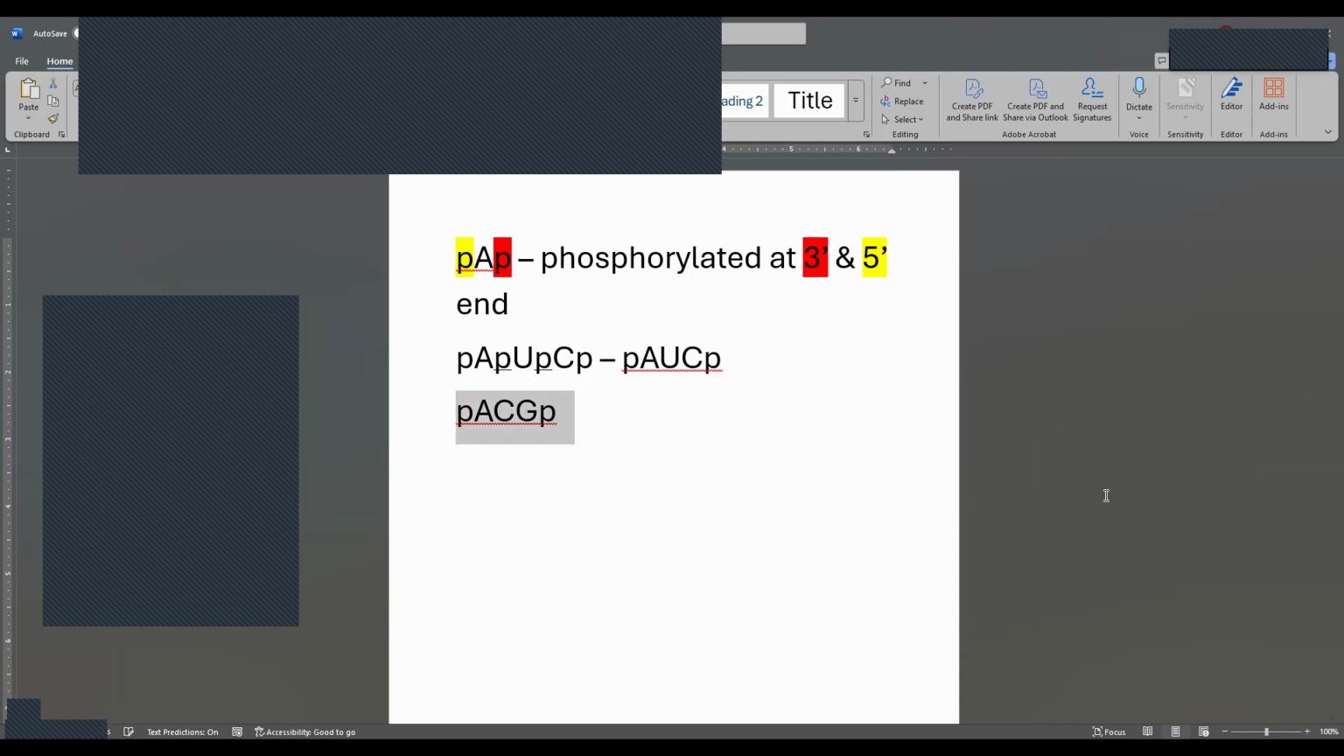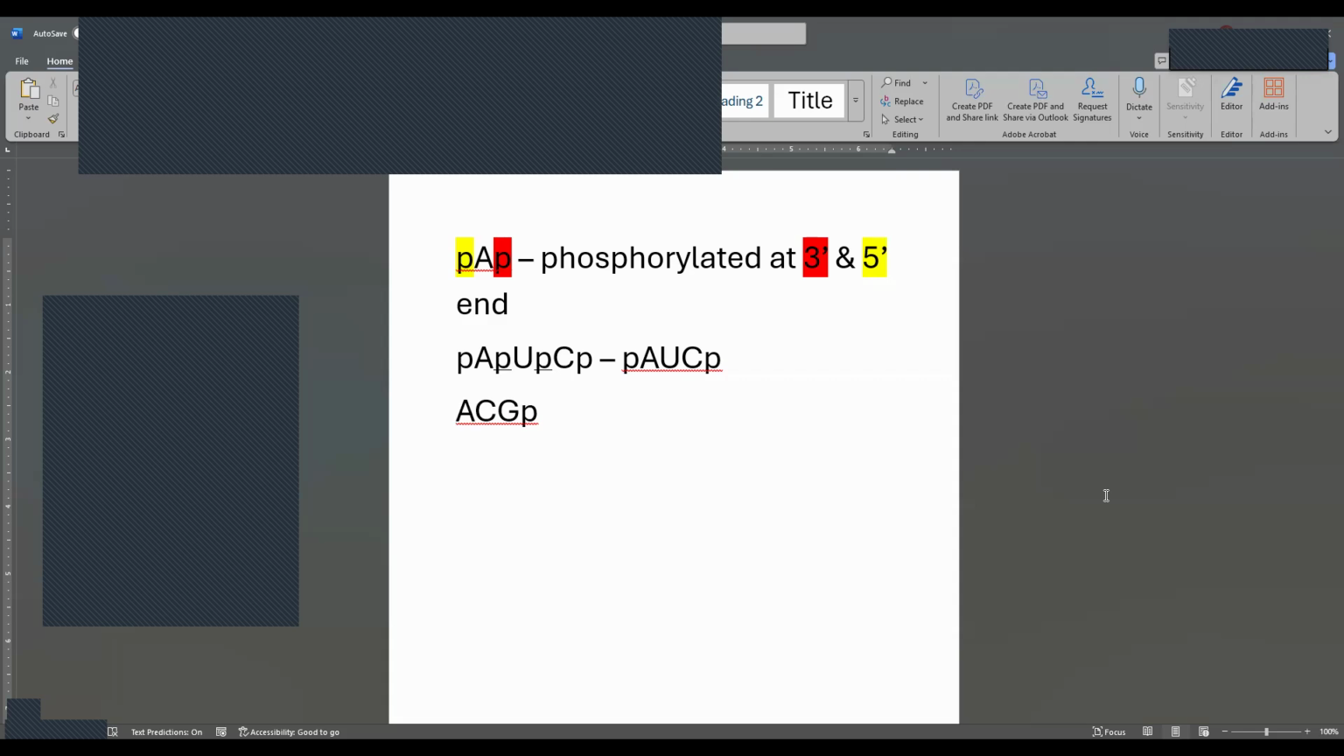This right here would be phosphorylated on the 5' and the 3' end. I could also say PPACGP, which would be doubly phosphorylated on the 5' end, triply phosphorylated. That's just a wrinkle to that sort of question. Chances are you're going to get a question that asks about this and gives you this example or this example.